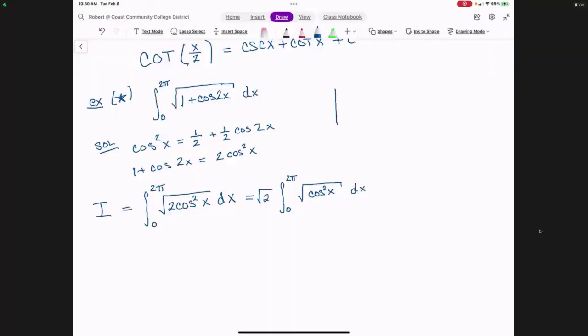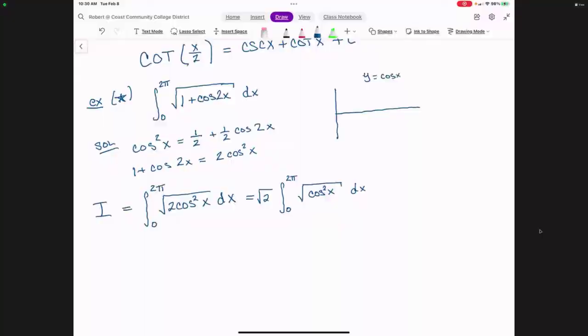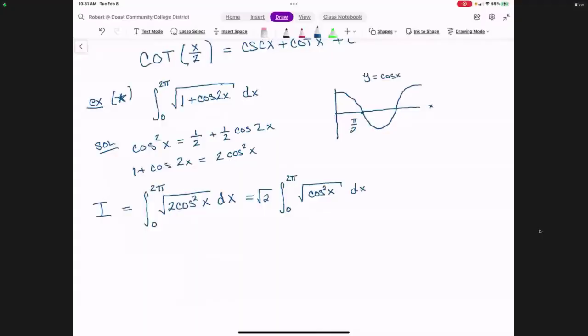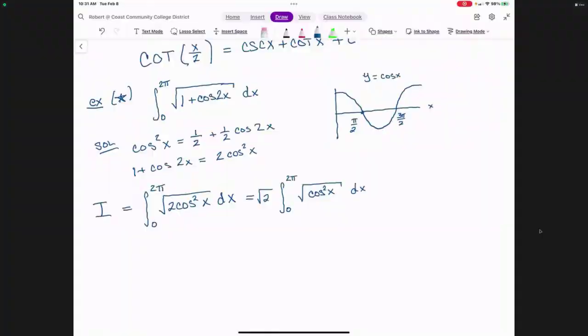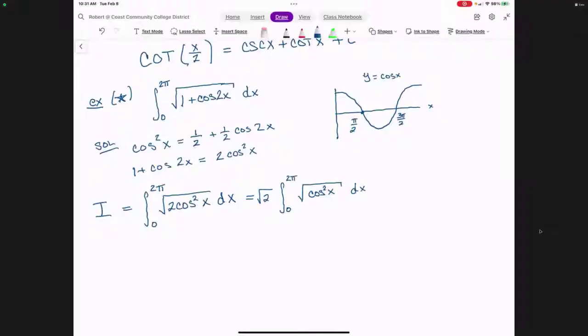Okay, now. Here's what y equals cosine x looks like. It goes like this from 0 to 2 pi, and it is negative from pi over 2 to 3 pi over 2. Okay, now for those of you that answered 0, I'm going to give you 60 more seconds to rethink what happened and adjust.